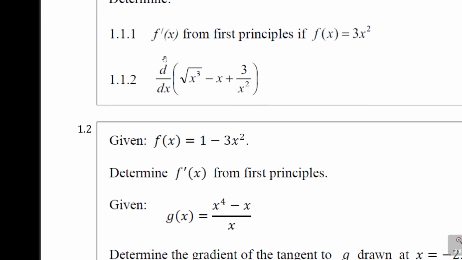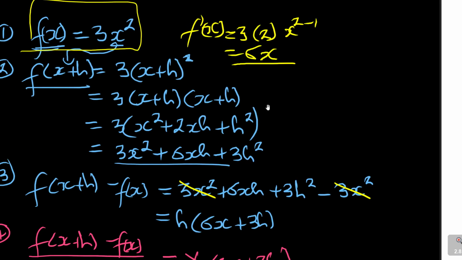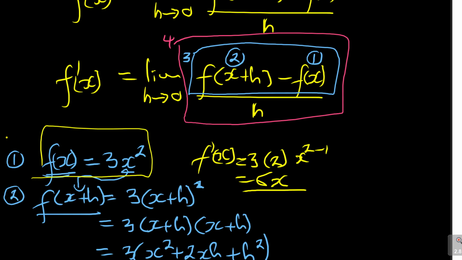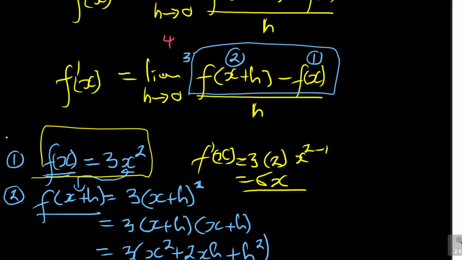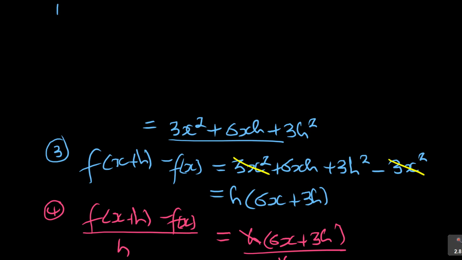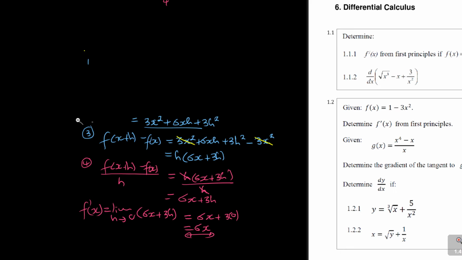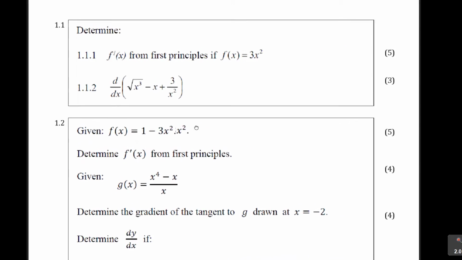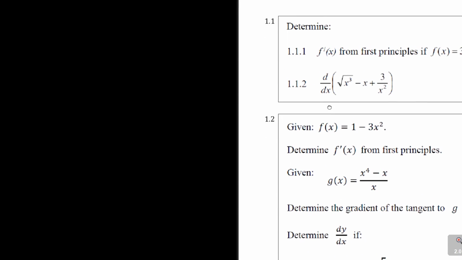Next one says d over dx. Let me just take this thing off here. Alright, let me first take this thing off, because we will continue to look into this, but for now I don't want it. Let it go. Alright, so let's look at the next one. It says here d over dx. Let me write this down.